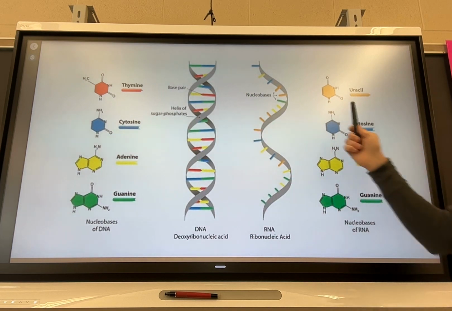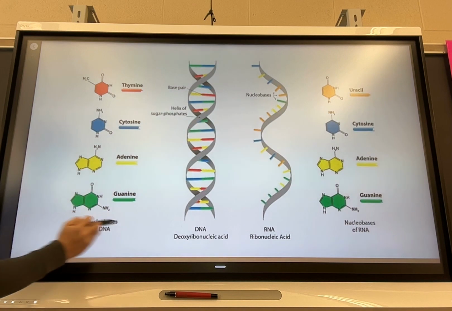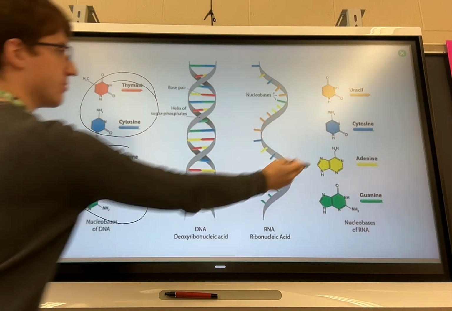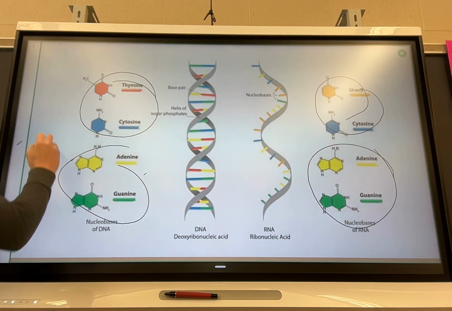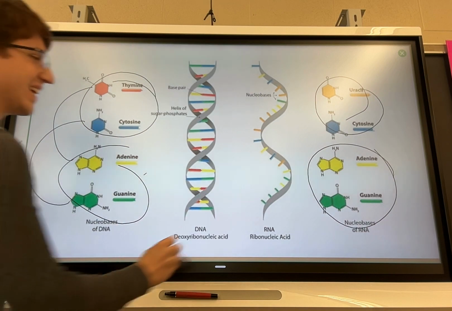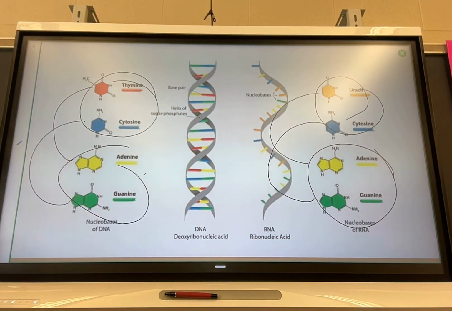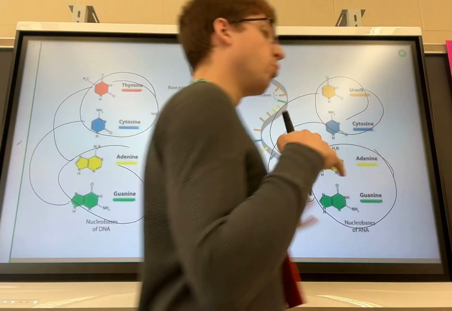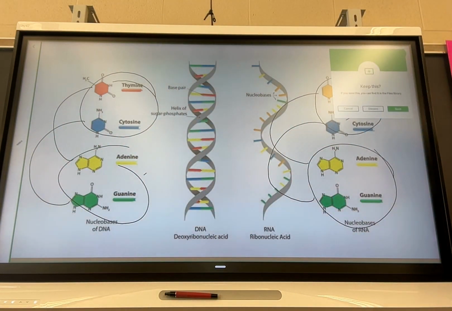You can see for all of these nitrogenous bases, we have 2 big and 2 little. Same thing, 2 big and 2 little. So 1 big is always going to pair with 1 little for each pair. So that's why we always bond A to T and C to G, because they all fit together, 1 big and 1 little. 1 pyrimidine and 1 purine.